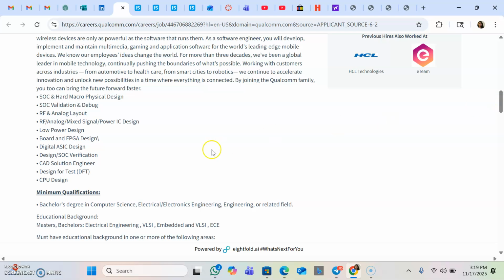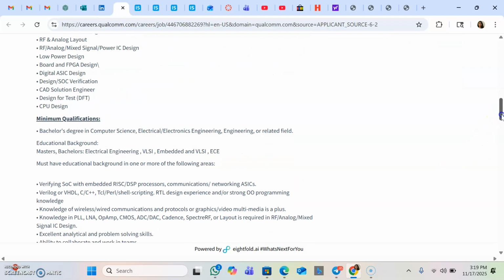Now, they have mentioned that these are the areas you will be working with: SOC, RF analog layout, mixed signal design, low power design, board FPGA design, digital ASIC design, design SOC verification, CAD solution, CPU design, etc.